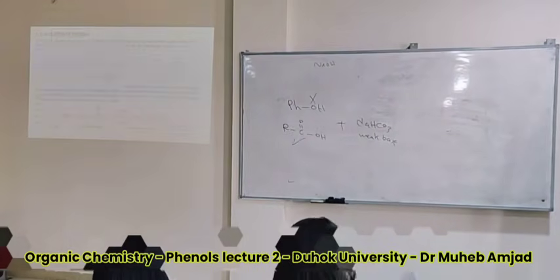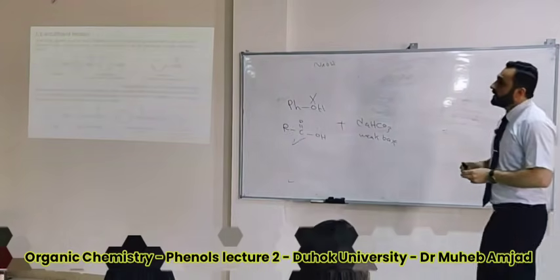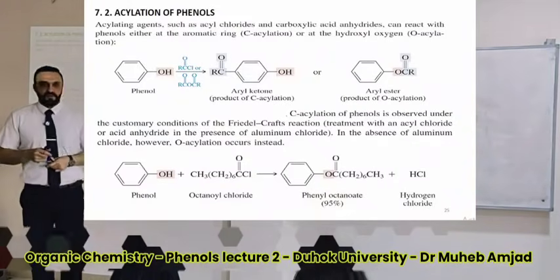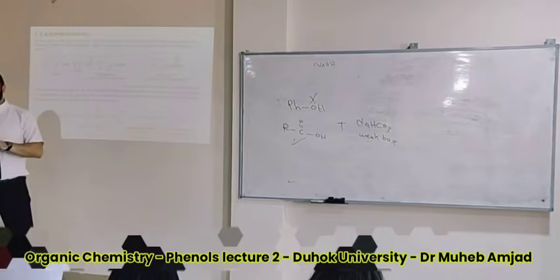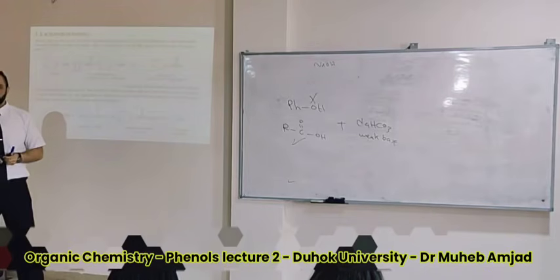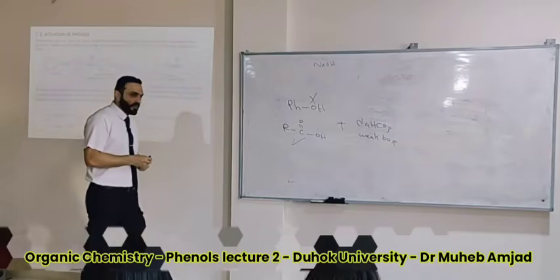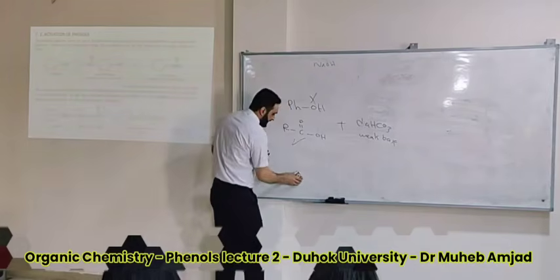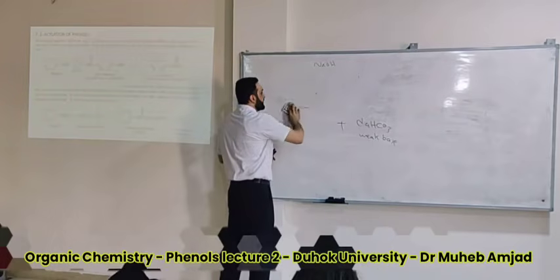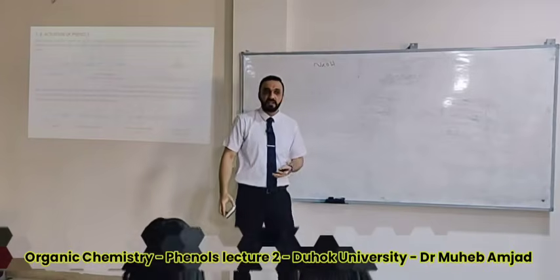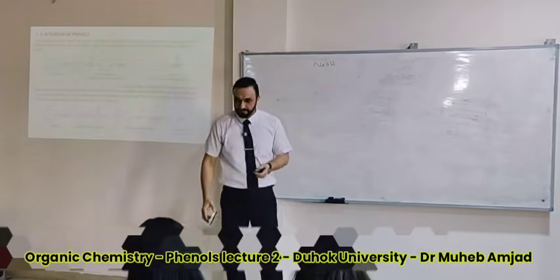So, acylation of phenol. This is about acid and base for the phenol, and the reaction with the bases is finished. Now we start with the acylation of the phenol. The idea, you know the acylation reaction, yes? Last year, you took the acylation reaction: acylation, alkylation, bromination, nitration, halogenation, yes?